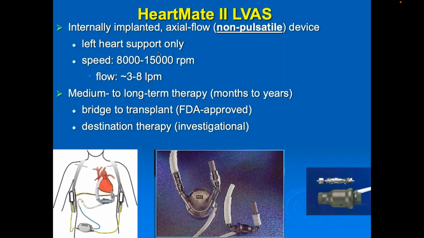The HeartMate 2 LVAS is an internally implanted axial flow non-pulsatile device, where you have left heart support only and it runs at a speed of 8,000 to 15,000 RPM, which is about a 3 to 8 liter per minute flow. These are used for medium to long-term therapy, months to years, as a bridge to transplant, which is FDA approved, and destination therapy, which is currently investigational.